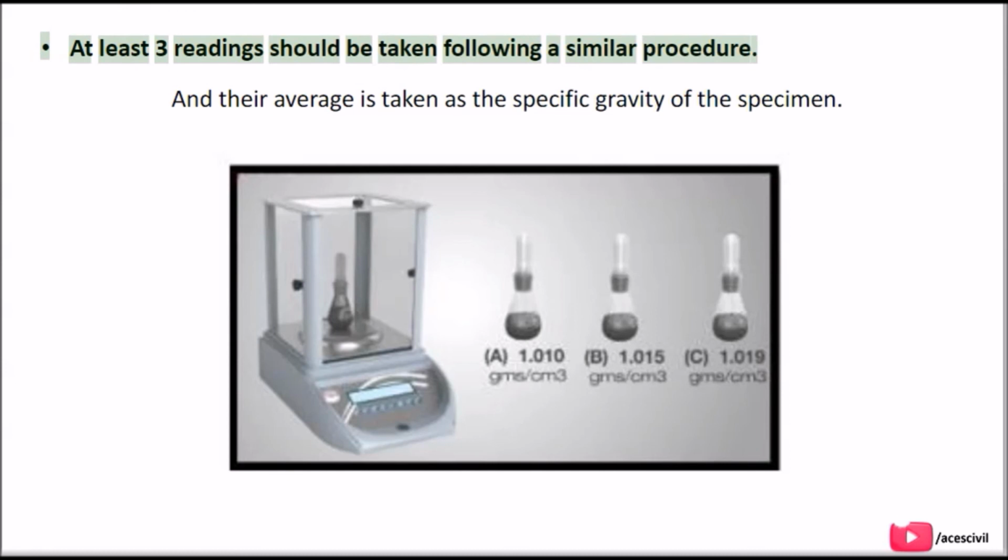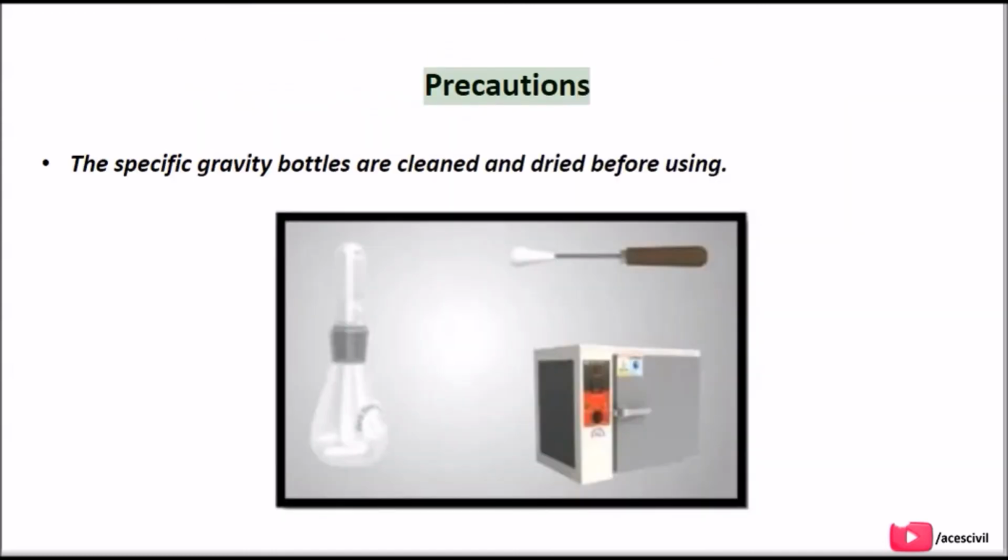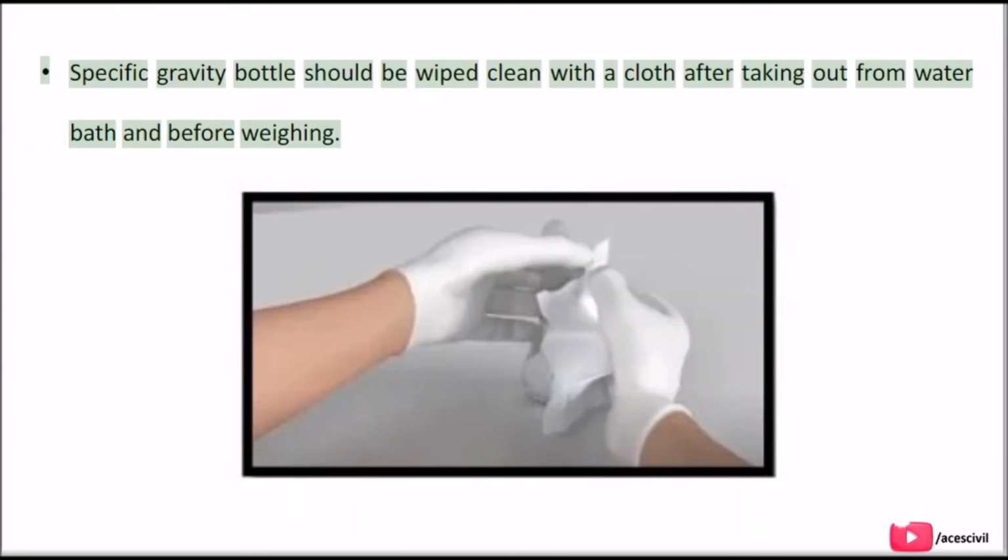At least 3 readings should be taken following a similar procedure, and their average is taken as the specific gravity of the specimen. Precautions. The specific gravity bottles are cleaned and dried before using. Specific gravity bottle should be wiped clean with a cloth after taking out from water bath and before weighing.